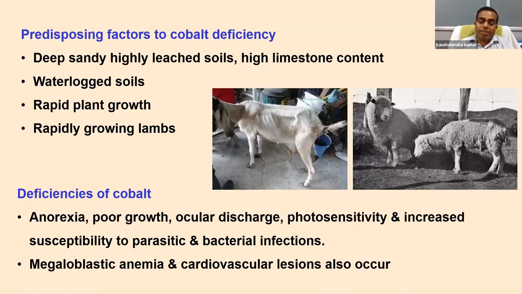Megaloblastic anemia may develop. That means it is a type of pernicious anemia, where the RBC size is increased. Ocular lesions may occur. Cardiovascular problems may arise in this deficiency.